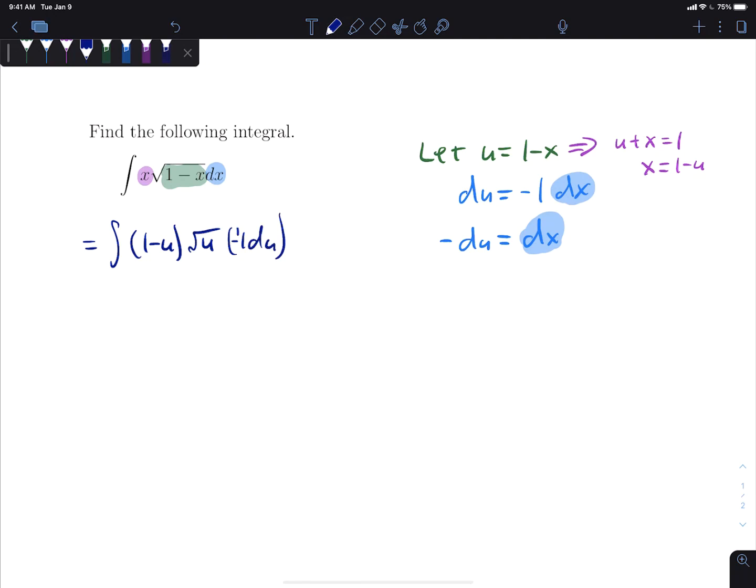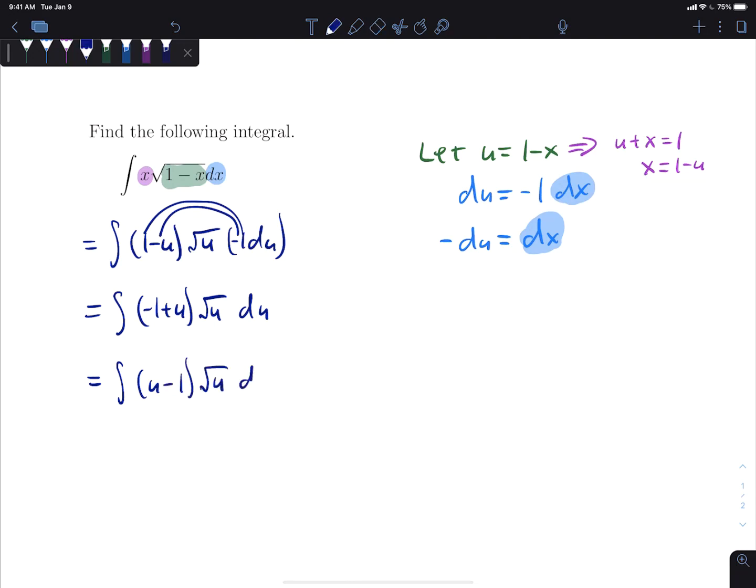Now this negative can just distribute over into both of those. And this is going to give me the integral of technically negative 1 plus u times square root of u du. But I don't like seeing it that way, so I'm going to reverse the order, making that the integral of u minus 1 square root of u du.